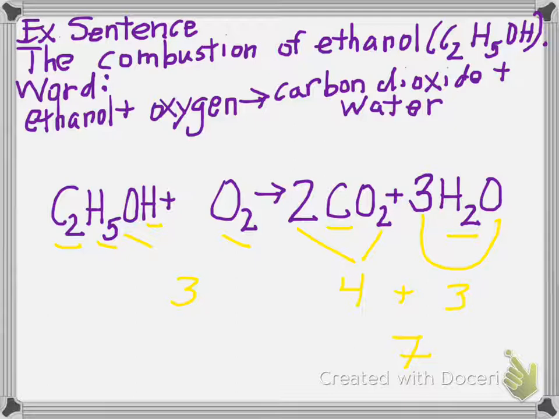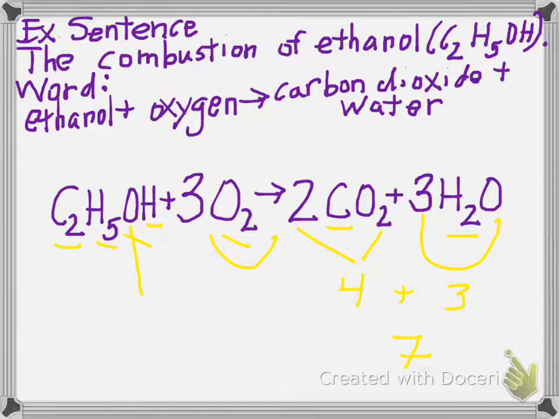So what's a little bit different here is I have 2 oxygen here and 1 more here. So to get 7, I just need a coefficient of 3 in front of oxygen. Now I have 7 oxygen altogether.